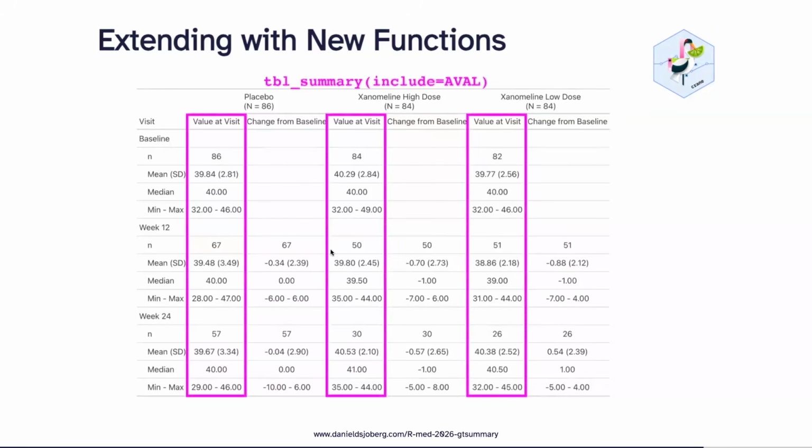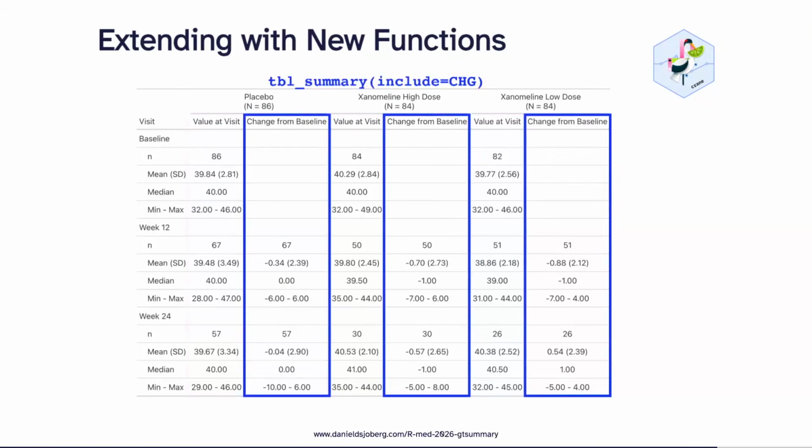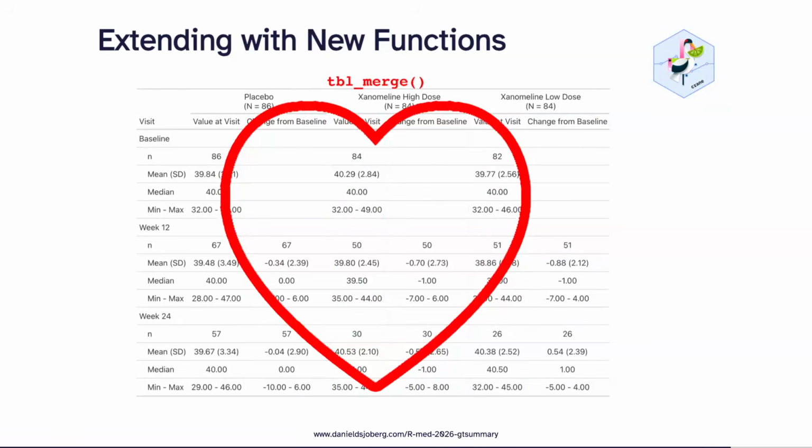So all this is, again, is a TBL summary for the analysis value. That's what they call the value of the lab in academic data sets in the pharma space. Then doing another TBL summary for the change from baseline variable, and then just merging it with TBL merge. So that's all this is, but it just happens so often that we just wrote a function for it.